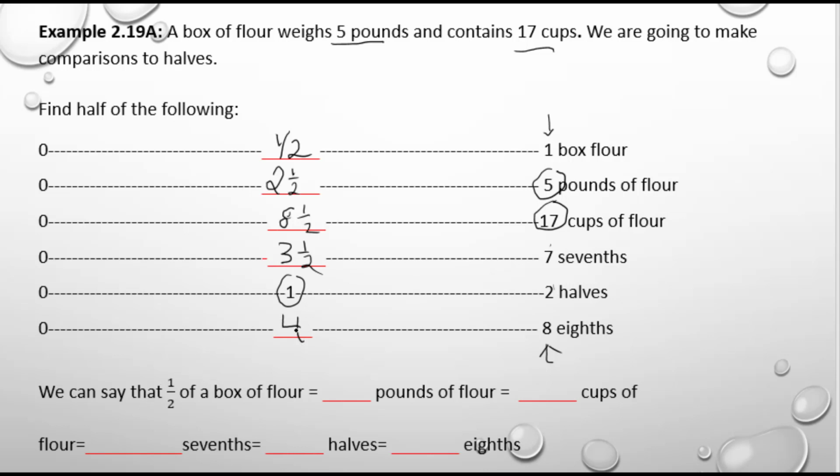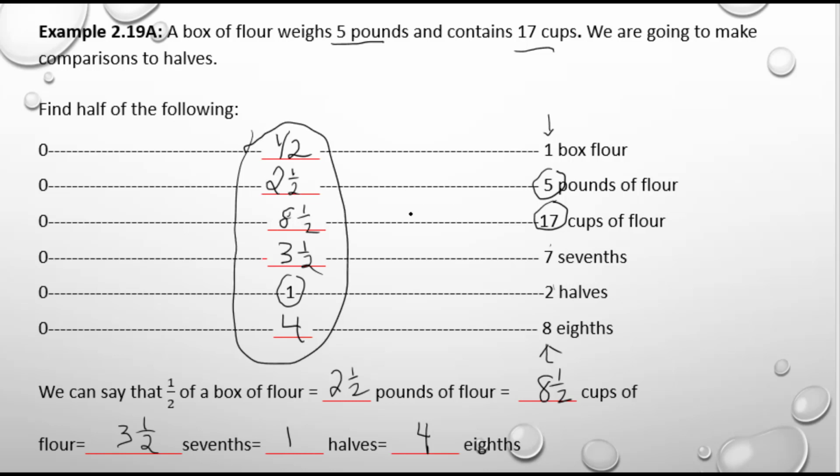So we can say that 1/2 of a box of flour equals 2.5 pounds of flour, equals 8.5 cups of flour, equals 3.5 sevenths, 1/2, and 4/8. So the idea here is to be able to find half of something. And even though this is 3.5 sevenths, it may look weird, but it's exactly equal to 1/2. And so is 8.5 seventeenths. Exactly equal to 1/2.